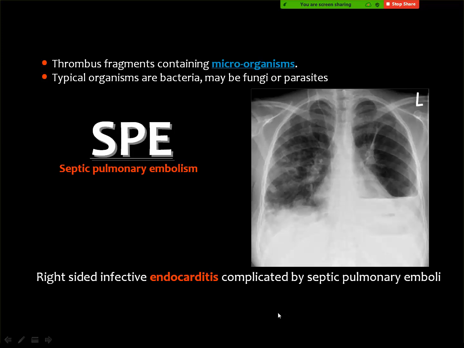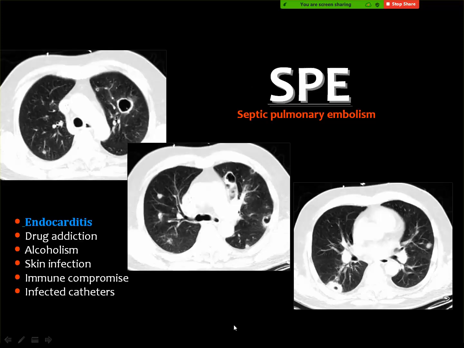The most common cause of septic pulmonary emboli is bacterial endocarditis, but there are a lot of other causes, especially for those who are drug addicts. These are the possible causes: endocarditis, drug addiction, alcoholism, skin infection, immune compromise, and an infected central venous catheter may cause this. Septic emboli, whenever they are small, do not contain a cavity. But if they reach the size of 2 centimeters, they start to cavitate.